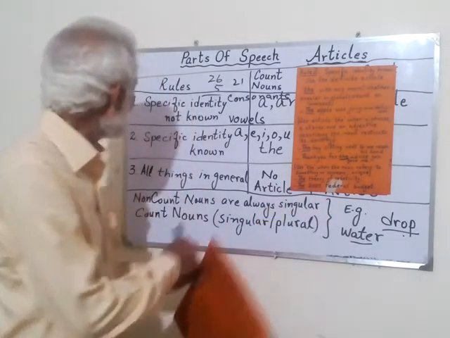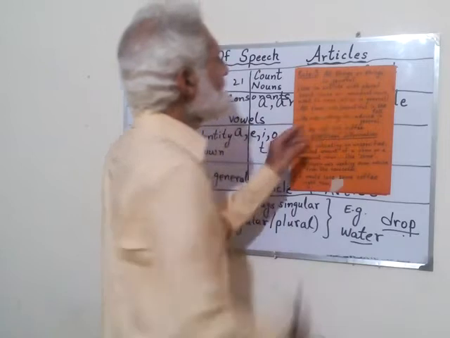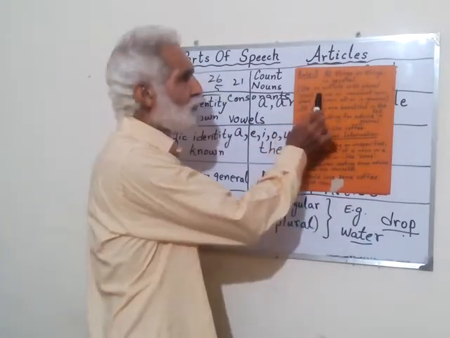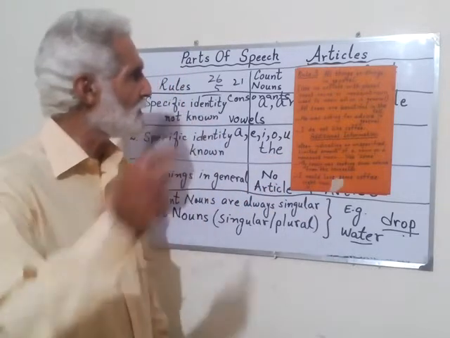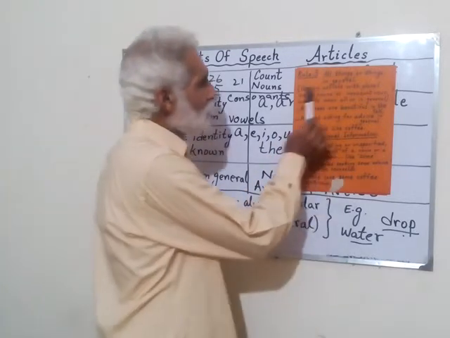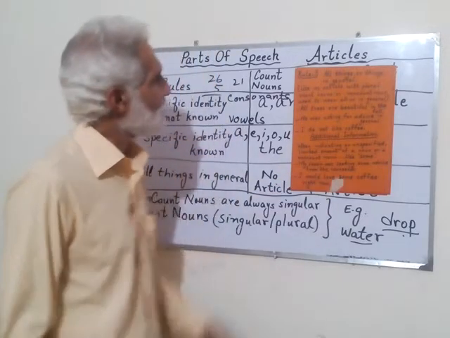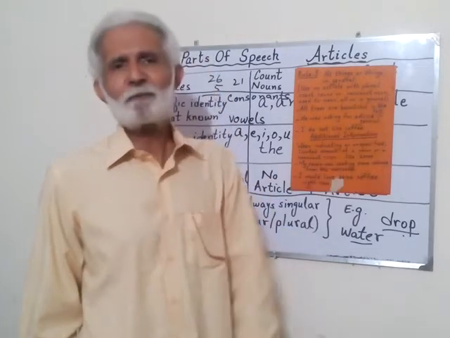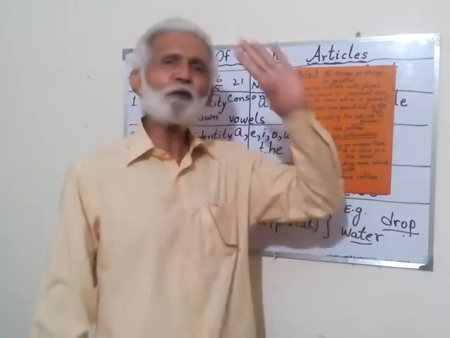Then comes rule number 3: all things in general. When we say all things or things in general, use no article. As I said, there will be no article, either it is countable or non-countable. Use no article with plural count nouns or non-count nouns to mean all or in general. Now, look at the example. "All trees are beautiful in the fall."